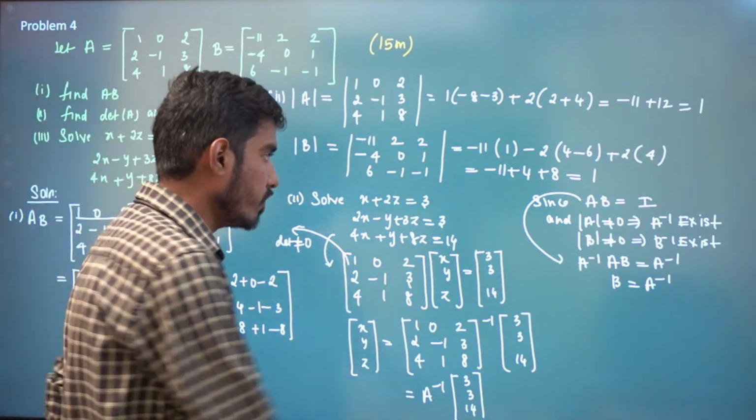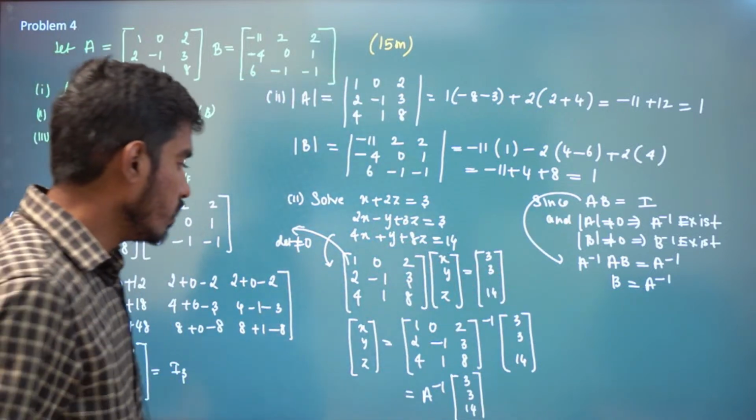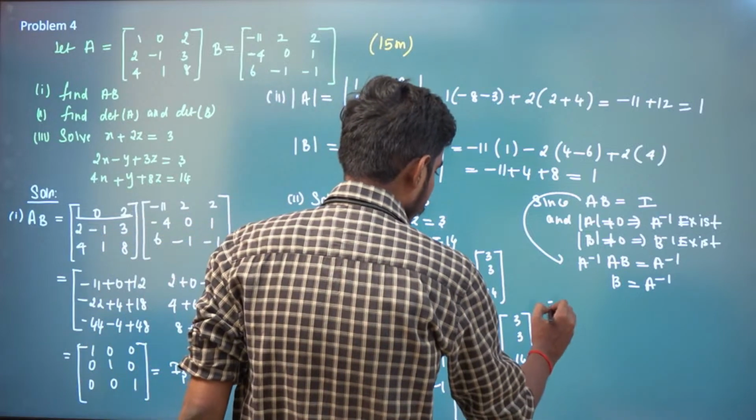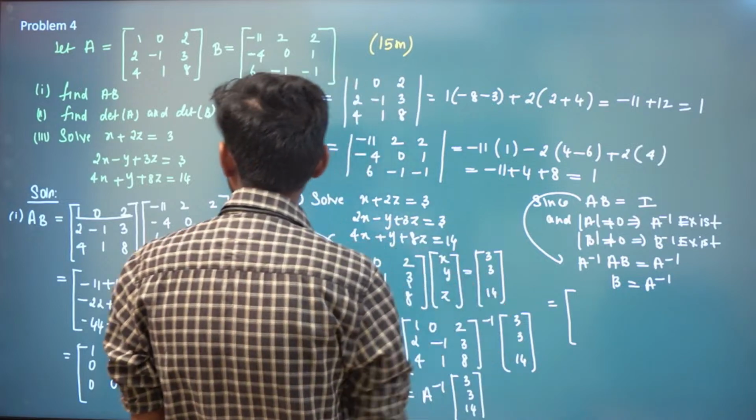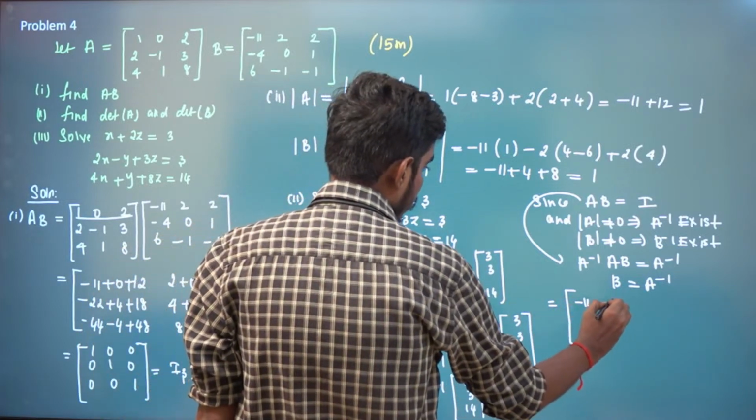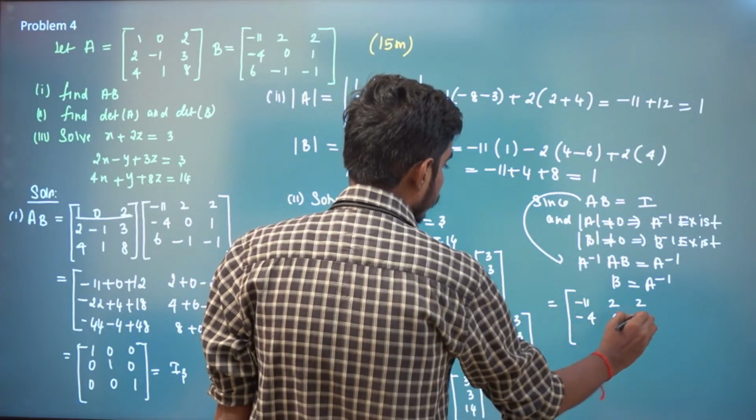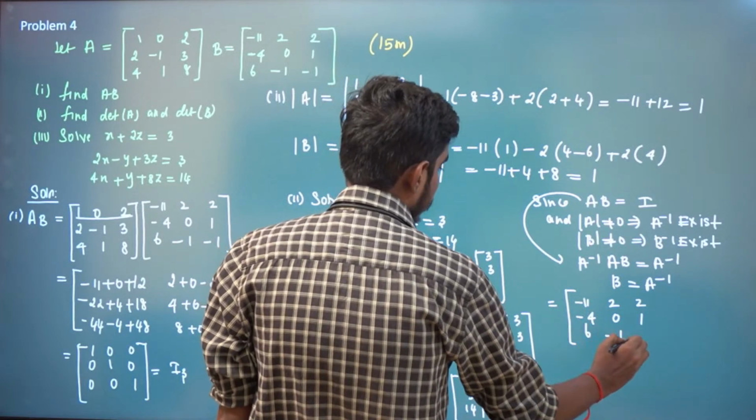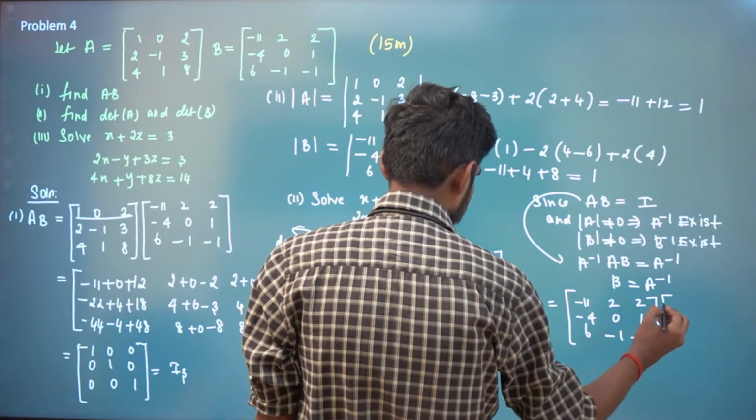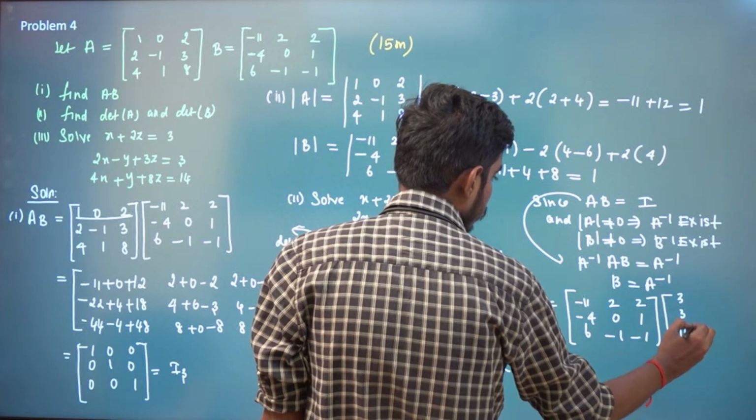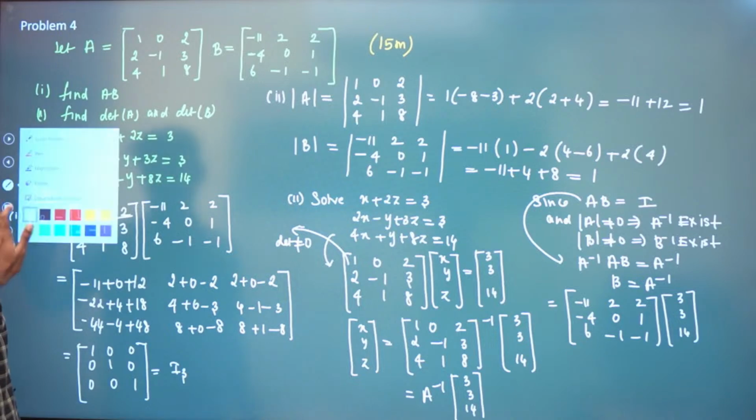So you don't need to find the inverse for this. Even if you find the inverse for this matrix, 1 by determinant of A into adjoint of A, you'll be getting the B matrix only. So that means A inverse into this is nothing but the B matrix. What is the B matrix? Minus 11, 2, 2, minus 4, 0, 1, 6 minus 1 times 3, 3, 14. Right, 3, 3, 14. So this will be your x comma y comma z.